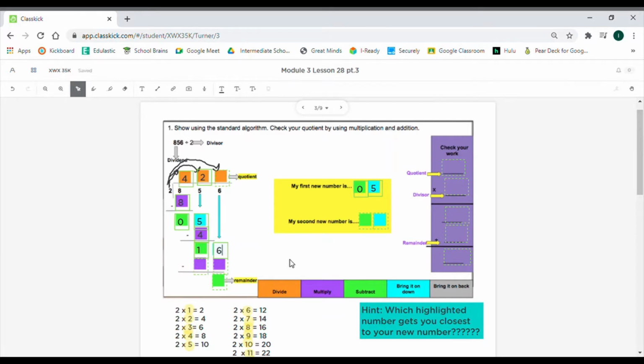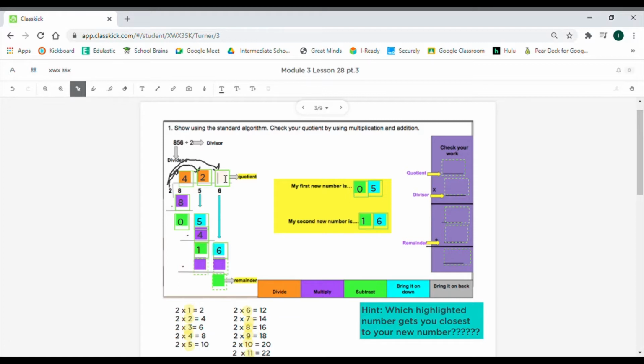6. So we just found our second new number. In my green box, I have a 1. In my turquoise box, I have a 6. So my second new number is 16. Remind me, my new number tells me what I have to... If you said divide, you are absolutely correct. It tells me what I have to divide. So I'm asking myself, how many times does 2 go into 16? How many times? Pause the video if you need help with your facts.